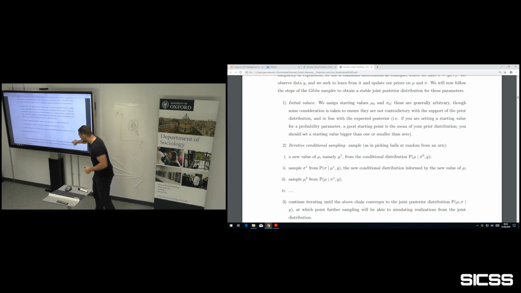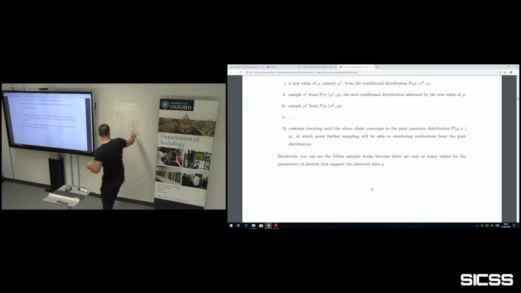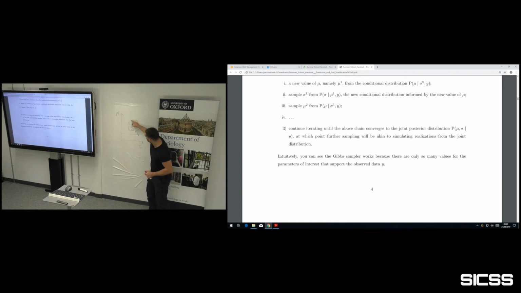And so eventually, this converges, and we have what I showed you here. So this is like the joint uncertainty around the two parameters, and the center would be the point estimates for the two parameters. Does that kind of make sense? Yeah? OK. Yes? Go on.